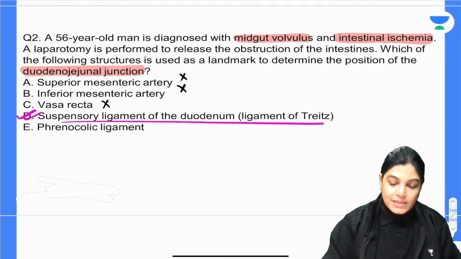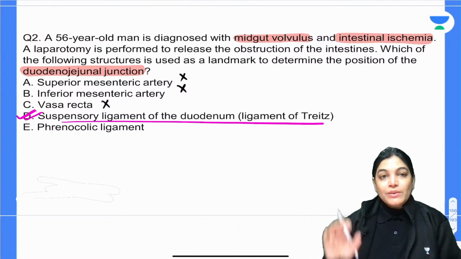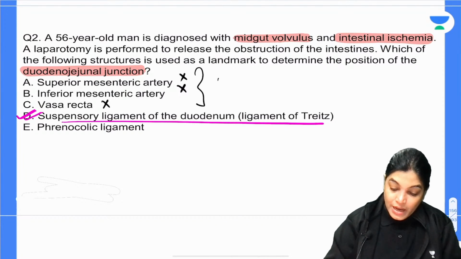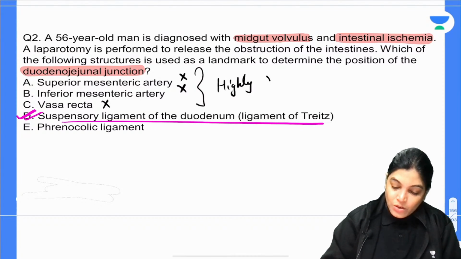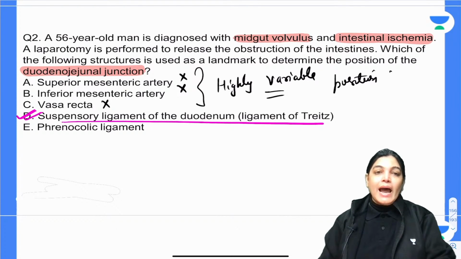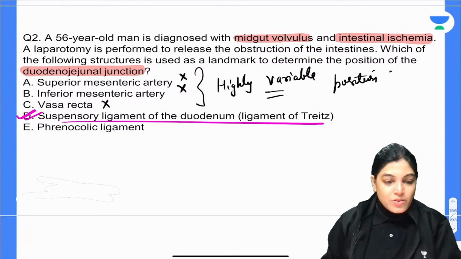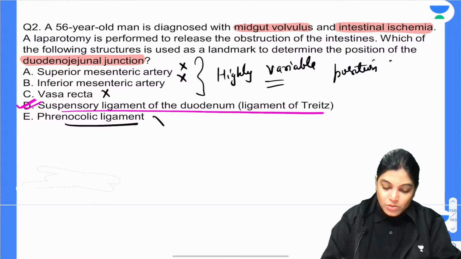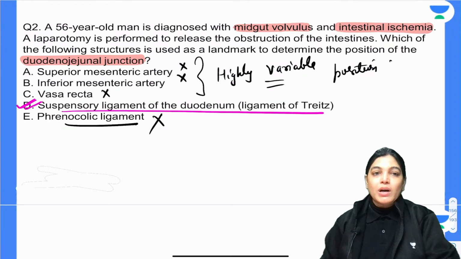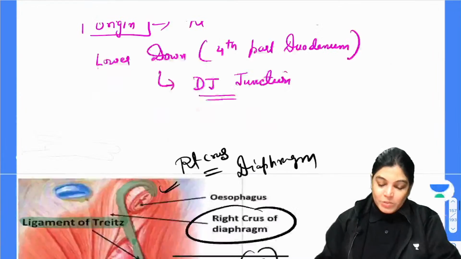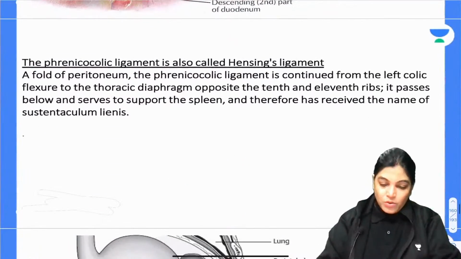Definitely they can't be the right answer, and the reason is that the superior and inferior mesenteric arteries and vasa recta are highly variable in location. They are not constant in position, so they can't be used as a landmark for locating the DJ junction. Got it? Other than that, we have the Phrenicocolic ligament. This is also not the correct answer, as it does not form a landmark for the DJ junction, but I would like to show you a diagram and explain it.